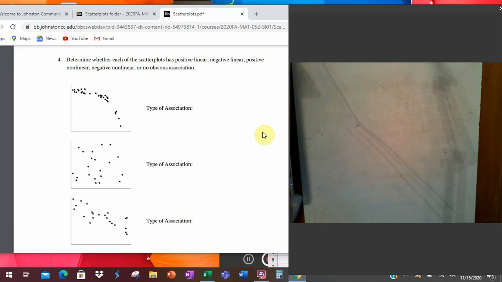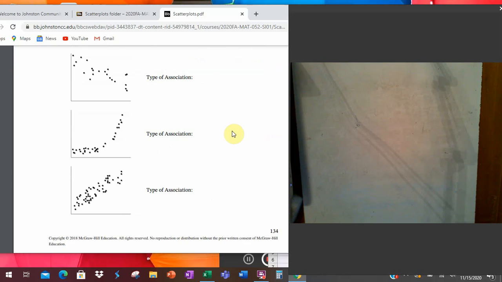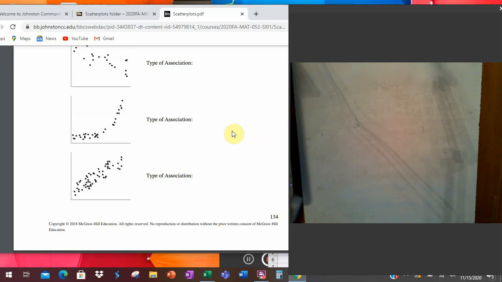Determine for each of these scatter plots: positive linear, negative linear, positive nonlinear, negative nonlinear. The nonlinear is if you don't think it's a good straight line through there, talk about it. There may be no association, no obvious association. Okay. Just do your best. Some of these things are hard. It's kind of like an ink blot.